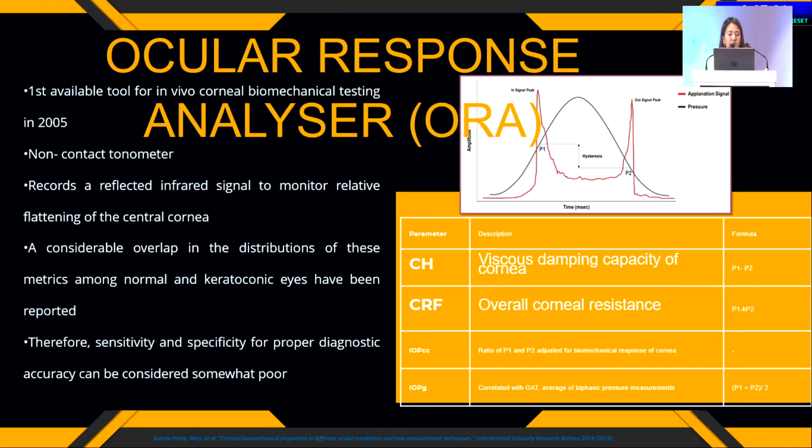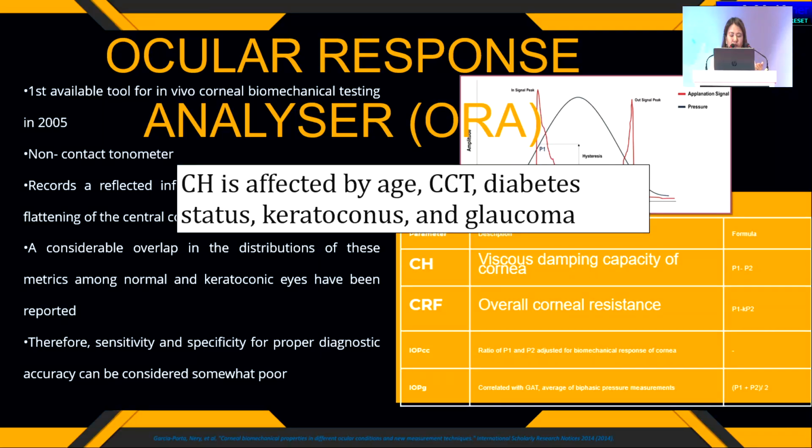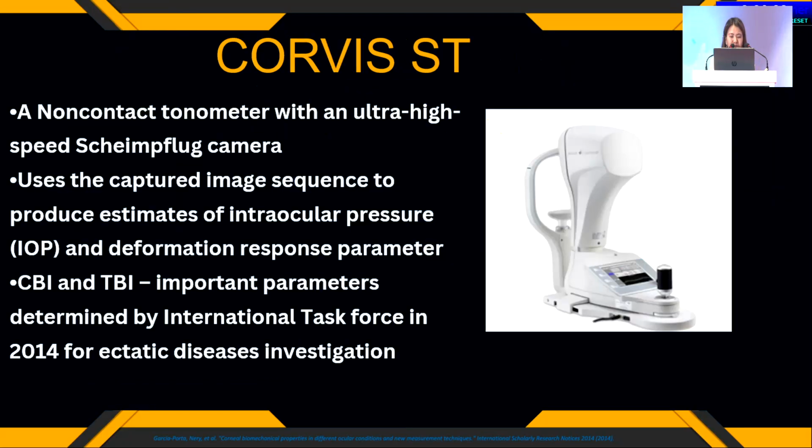But the thing is that there are various studies that have been conducted over the years, and it has shown that Ora has mild to moderate sensitivity and specificity. So the correlation and accuracy is quite poor compared to that of Corvis. Also, we can say that corneal hysteresis can get affected by age, the corneal thickness, and keratoconus and glaucoma.